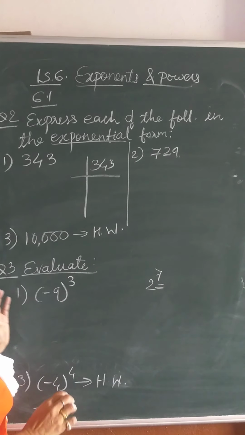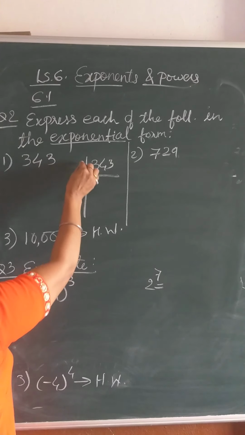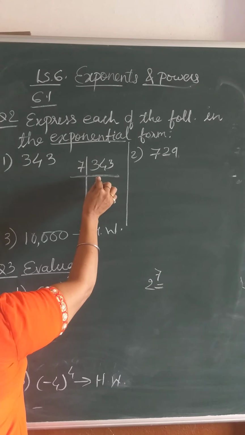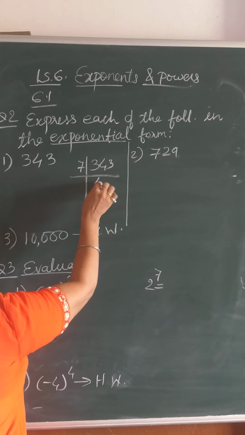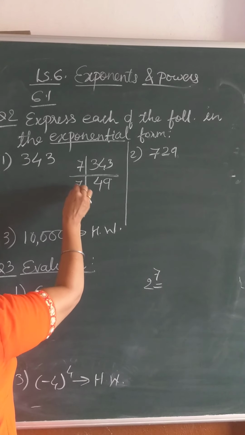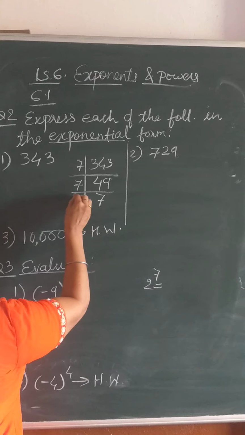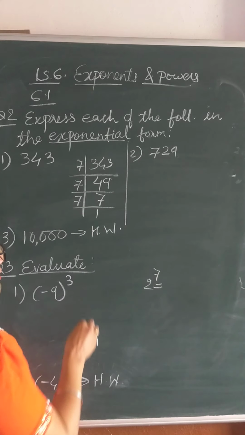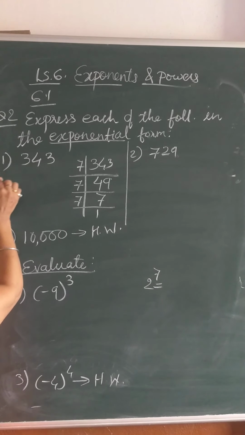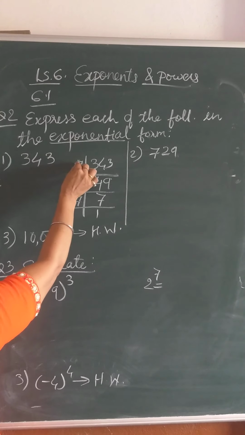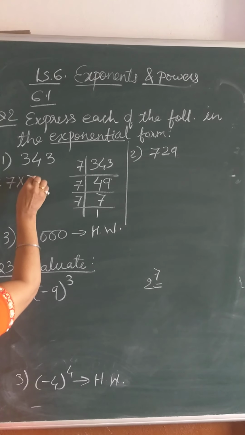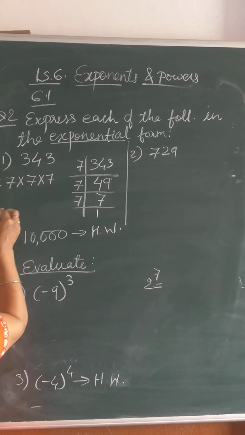You know this 343 is divisible by 7. So how many times will you get? 7 into 49 is 343. And again this is divisible by 7. And again it is divisible by 7. So you have to find the factors till you get 1. Now this 343 you can write these factors in place of 343. What are the factors? 7 into 7 into 7.